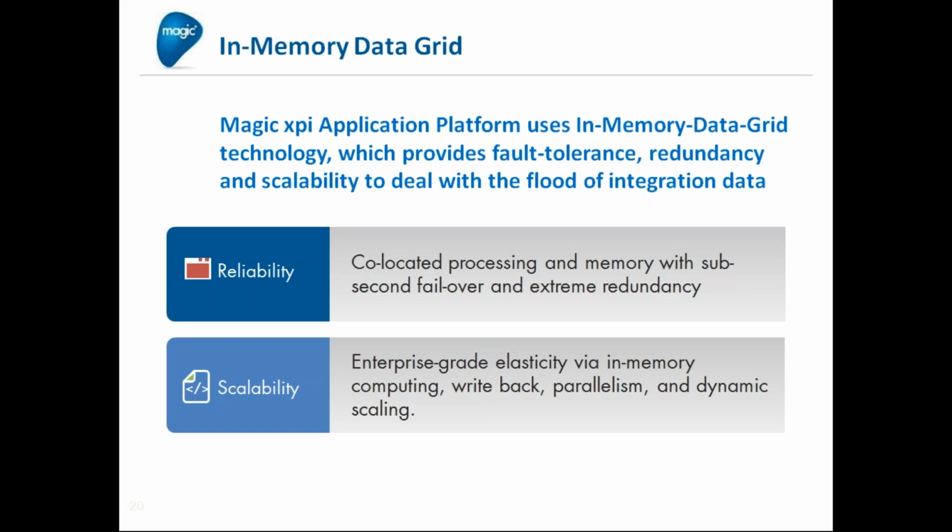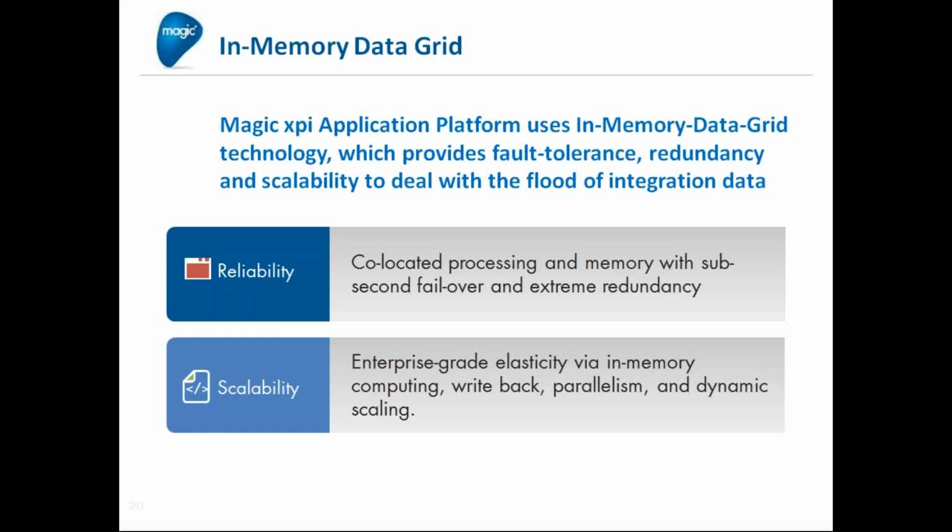Anytime a process that's running fails, there's a failover in-memory area that takes over, and it's seamless and transparent to the end user. They don't even know that there was a failure that took place. The amount of redundancy is such that it's never an issue. You also achieve scalability, sort of the other dimension of the grid. The enterprise-grade elasticity comes via in-memory computing.